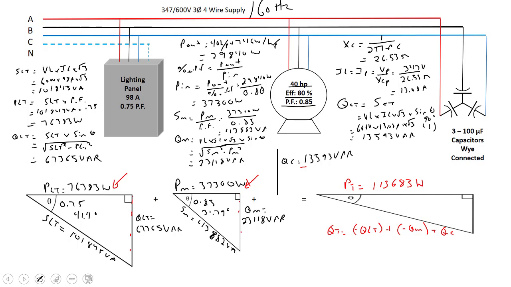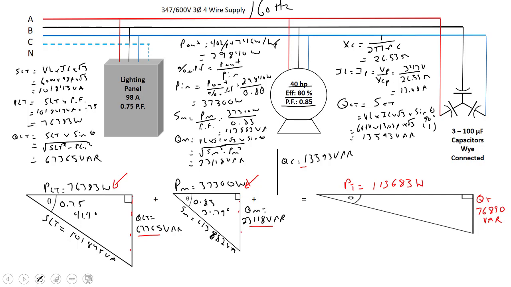In this case, I've pre-drawn my total triangle, so I know that it's still going to be lagging in the end. Another way to shortcut it is to add these two negatives and then just subtract off the QXC. We need the net value. So for the Q total, we add up 67,365 plus 23,118, subtract 13,593. That leaves me with a net of 76,890.